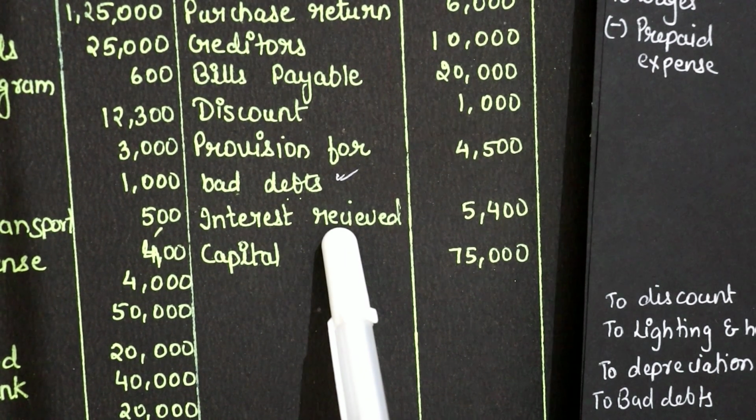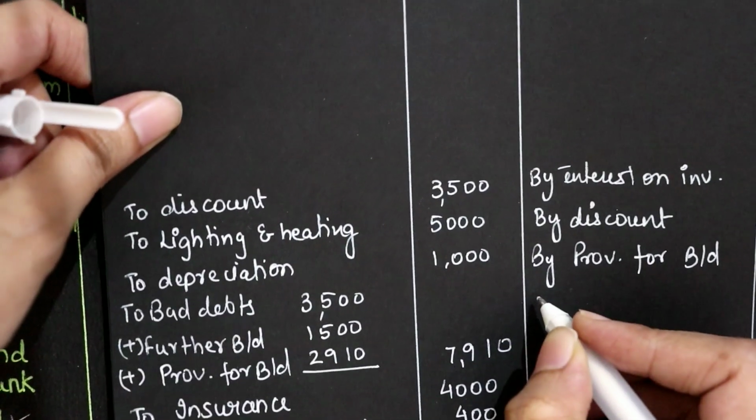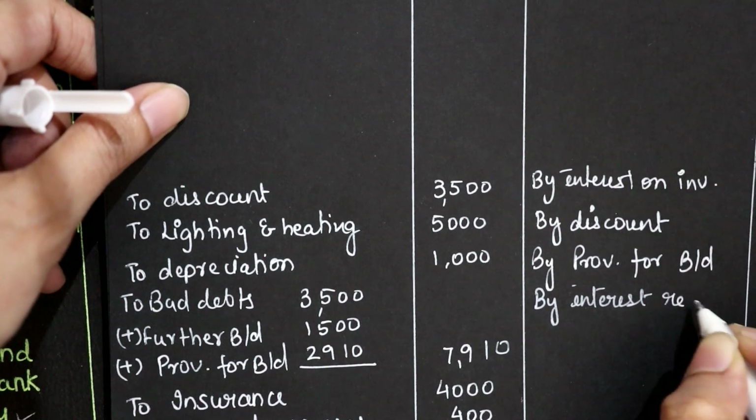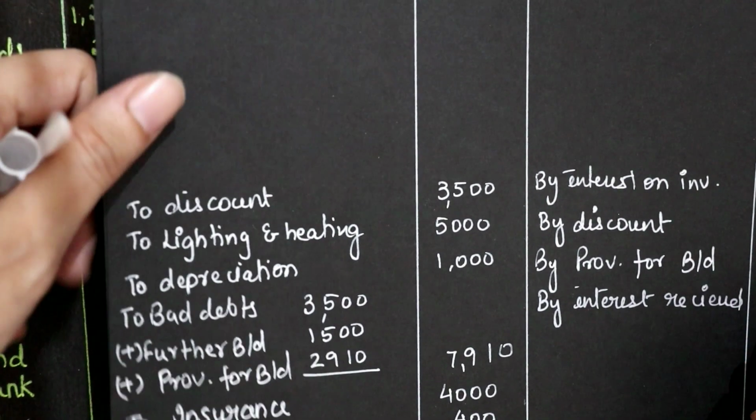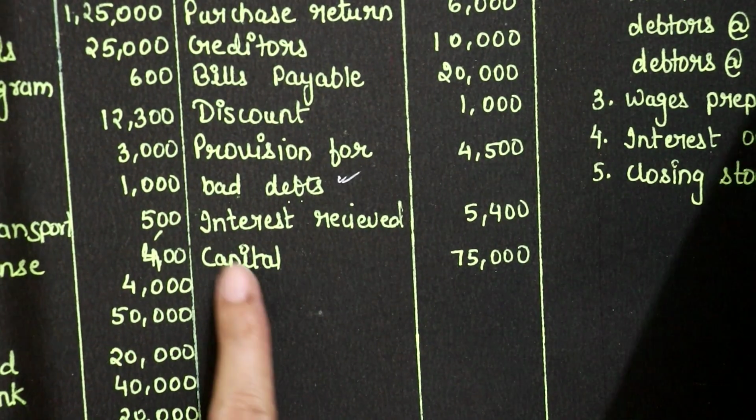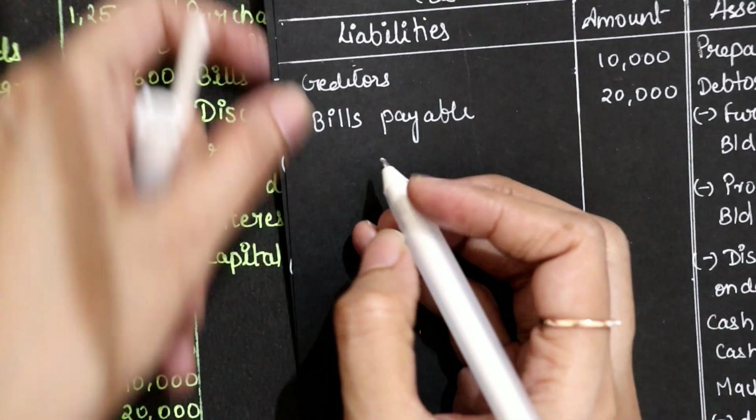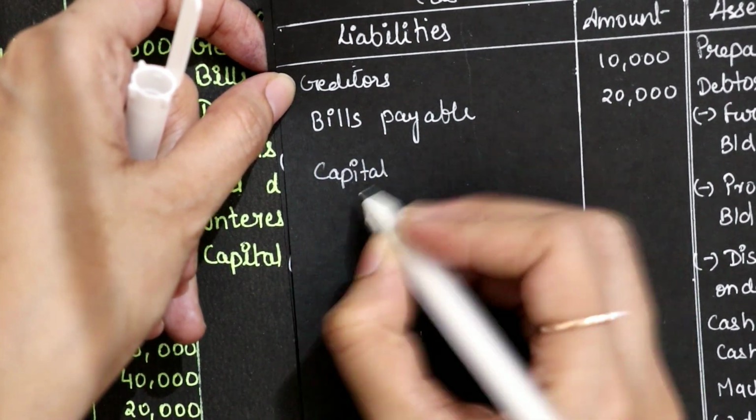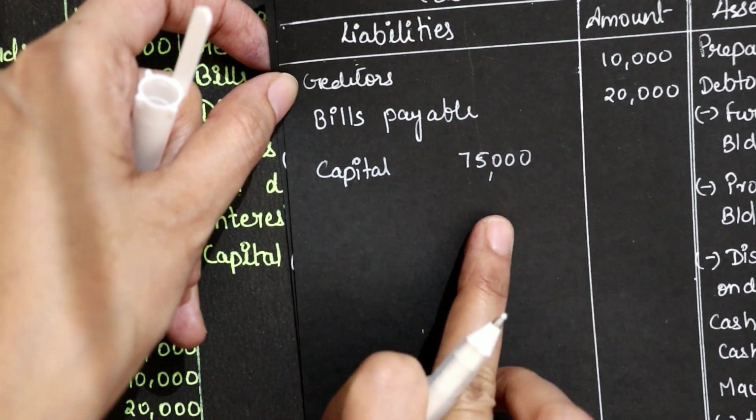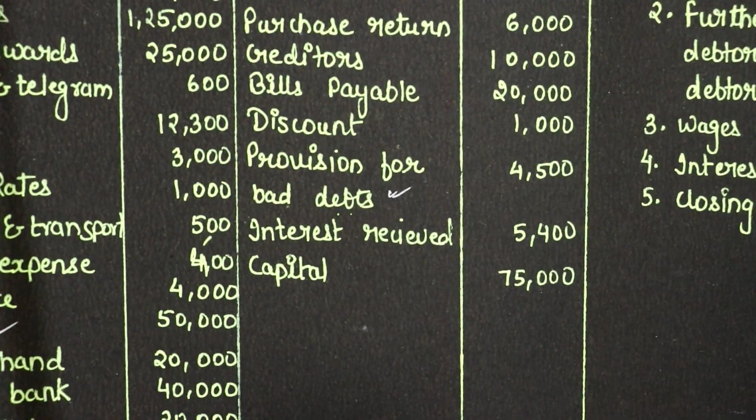The next entry is interest received. This will be shown on the credit side of profit and loss account. Interest received. The amount is 5,400. And lastly, capital 75,000. Capital is shown on the liability side. It should always be shown in the inner column, because we need to adjust net profit or net loss with this. So once we have adjusted it, then we will write the final amount outside. So now we are done with posting of entries of the trial balance.